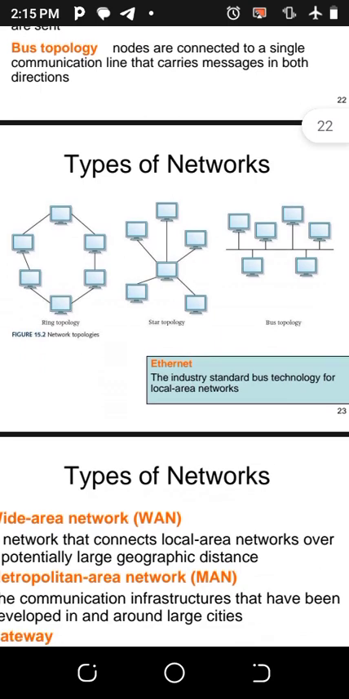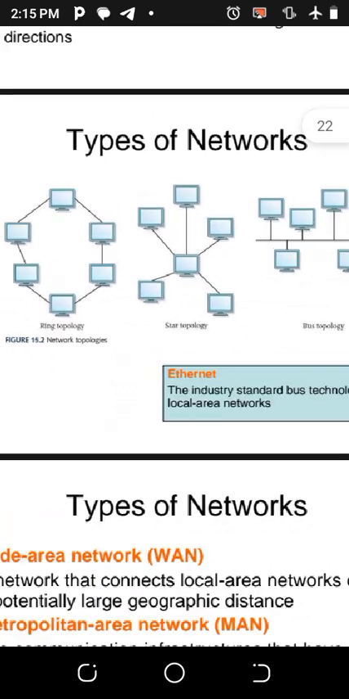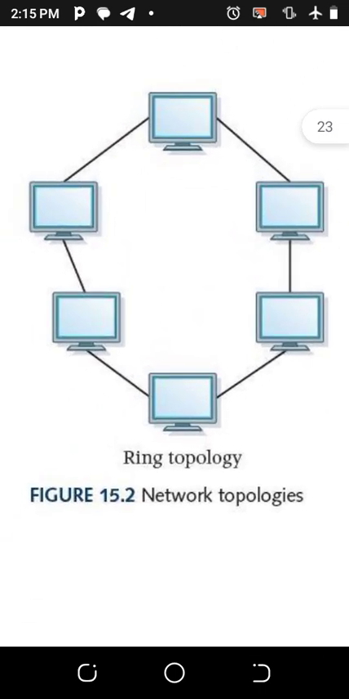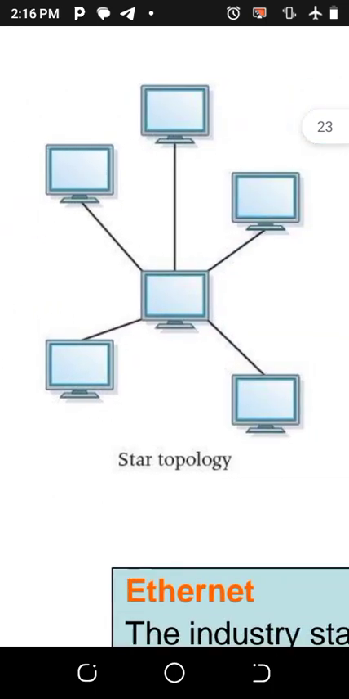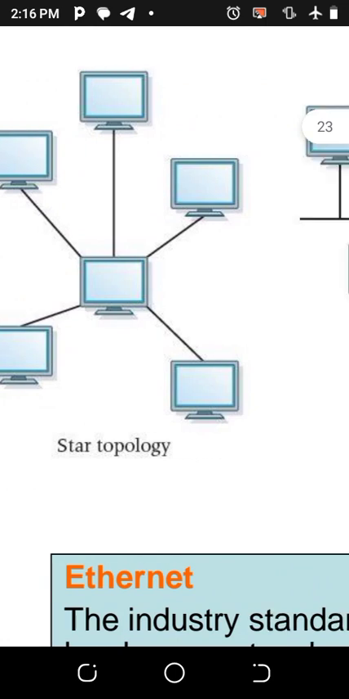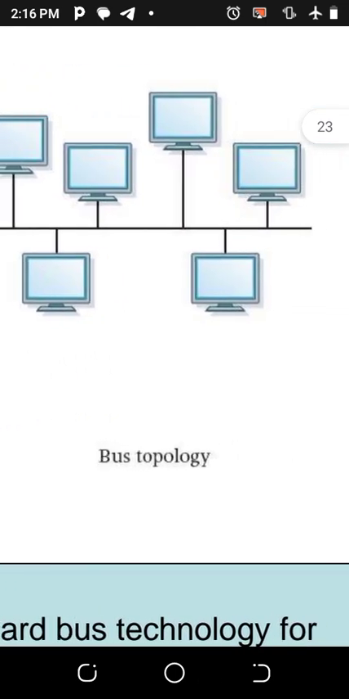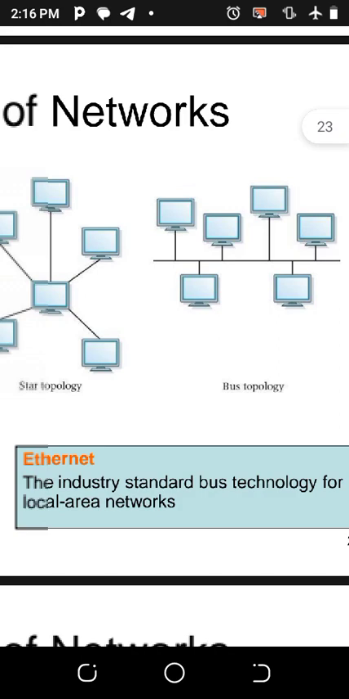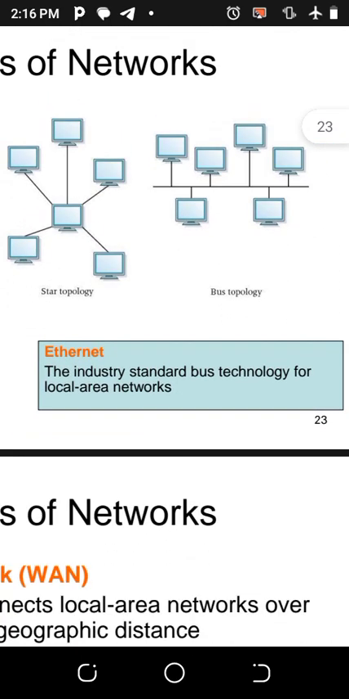So for types of computer networking, we have this part here where you are connecting your computer devices. This one is a ring topology. You can connect about 6 computers together, or you can use what we call a star topology, where you can connect 6 computers again. Then you can use the bus topology, where you can connect 6 computers together again. Then what is an Ethernet? An Ethernet is just an industry standard bus technology for local area networks.